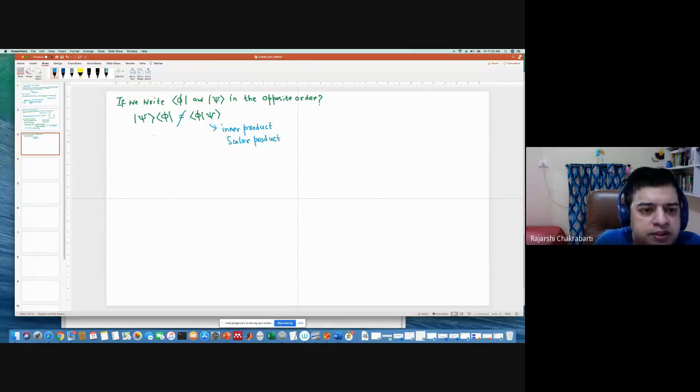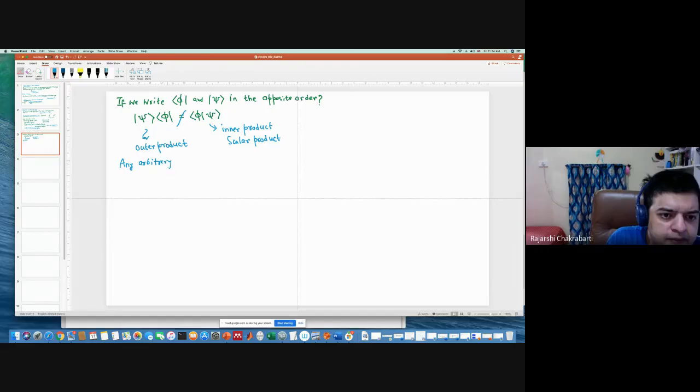What about the one on your left? This has a different name. This is called outer product, and this is different from scalar product. Wow. So let us define something like this. If I take any arbitrary ket, say chi, and consider the following operation: I take this and operate it on chi. You understand? So this is something like an operator.